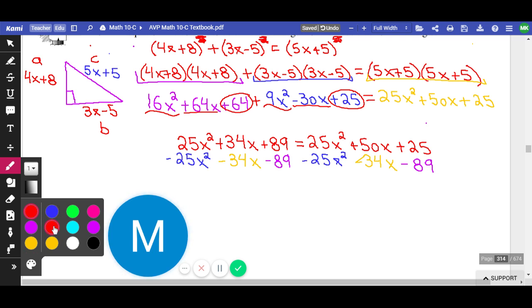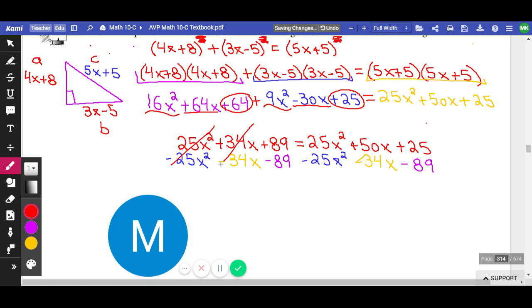right? 25x squared minus 25x squared cancels out. 34x minus 34x cancels out. 89 minus 89 cancels out. The entire left-hand side now equals 0, right? It all got moved to the other side.